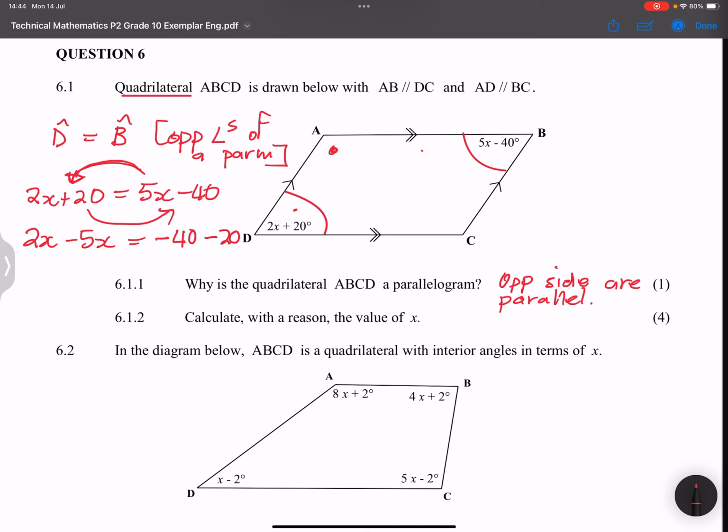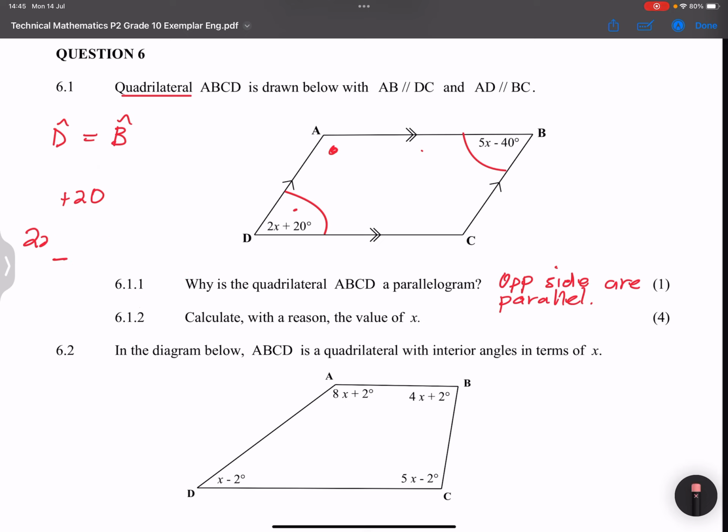So what do we have? We end up with minus 3x equals minus 60. So we can divide both sides by negative 3, and note, ladies and gents, we'll get x is equal to 20 degrees, right? So we found that x is actually equal to 20. Right, so that is really how the cookie crumbles for this question.